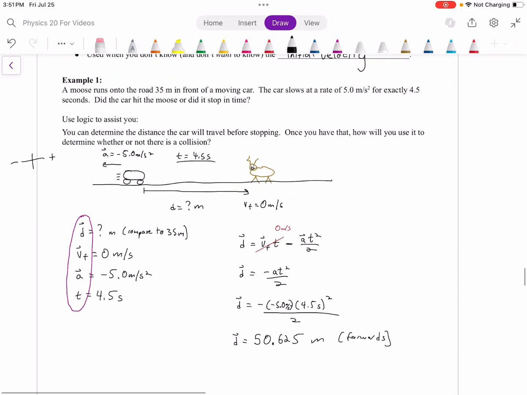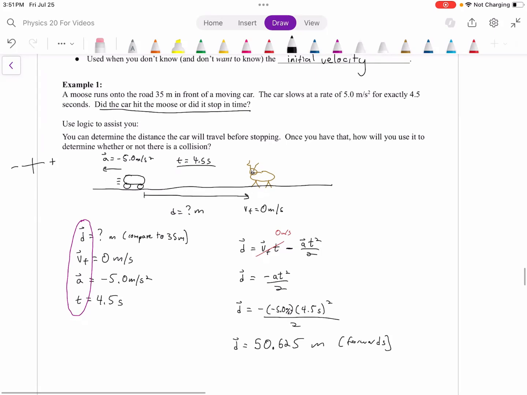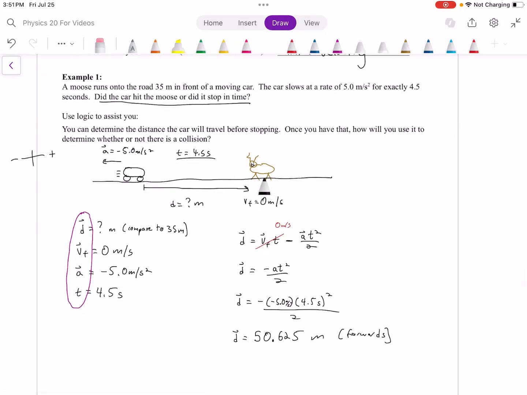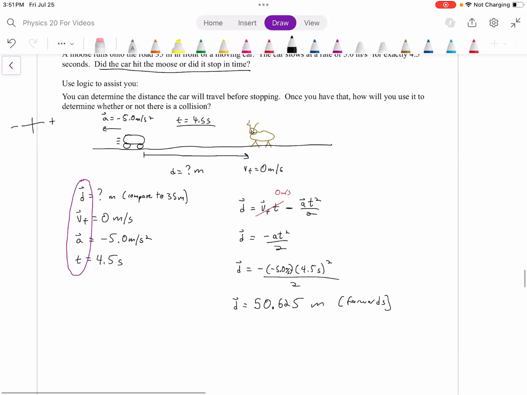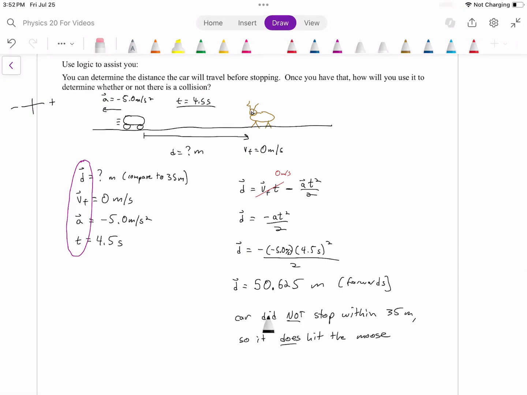Now, that is not the question we were asked though. Not just how far did it go. We were asked, did the car hit the moose? Well, the moose was only 35 meters away. Our car, in order to come to a stop, if that was its acceleration and it took that long to stop, our car would have traveled 50 meters. So did the car hit the moose? Yes, it hit the moose. It actually really wasn't even that close, okay? So since the car did not stop within those 35 meters, it does hit the moose. Poor moose. All right.